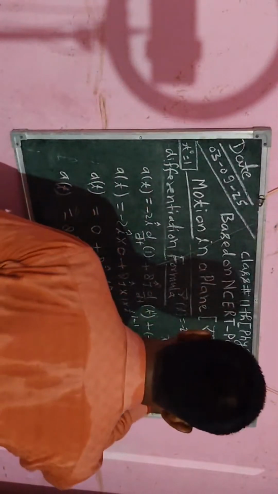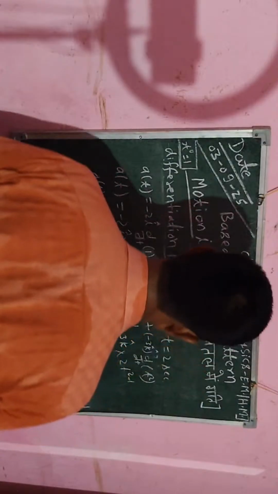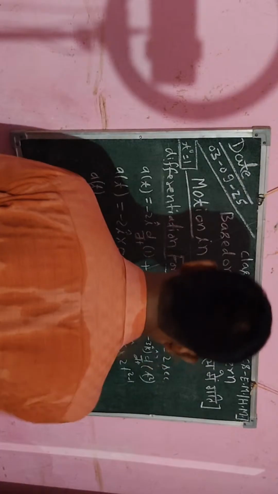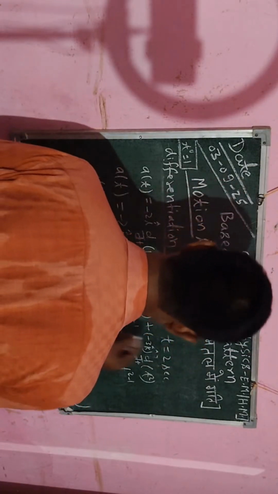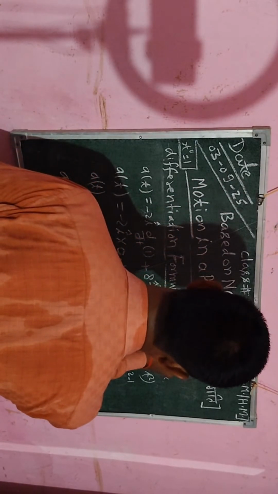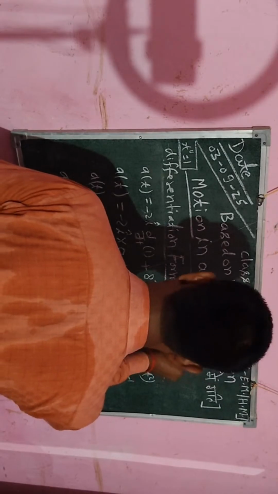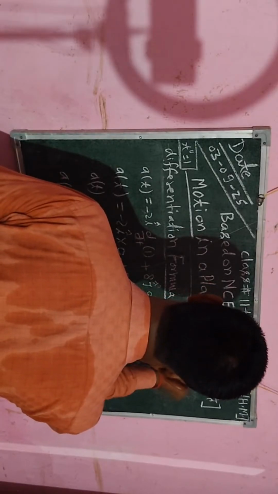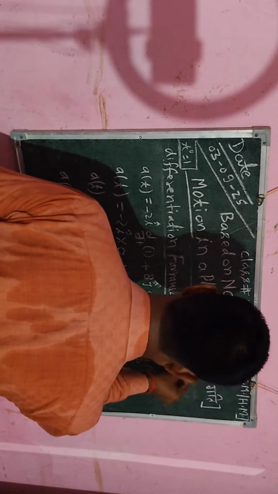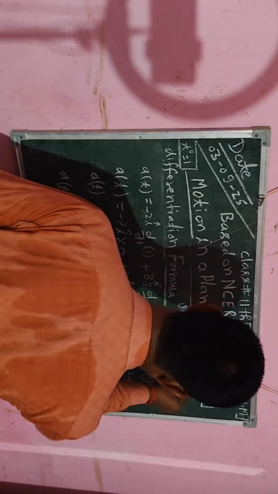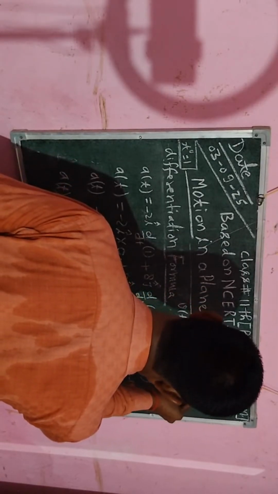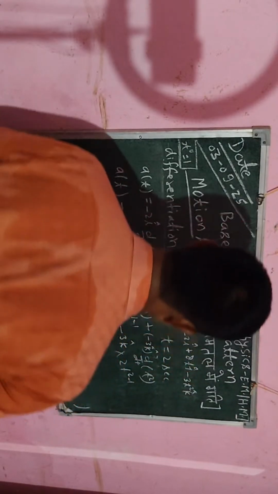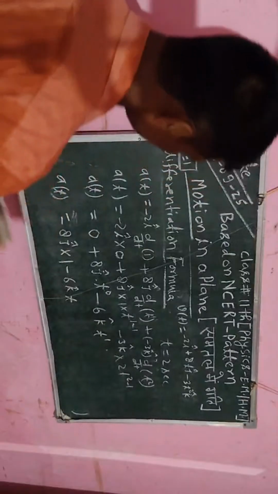So I have to erase this data, and then I will write v of t, which is equal to minus 2 vector i cap plus 8t vector j cap minus 3t square vector k cap I have written. Now this is the velocity function I have to set there.